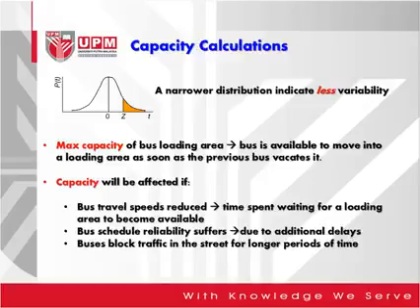The second point, bus schedule reliability suffers. Because the bus has to wait, it will delay the schedules, so the bus cannot follow the schedule tightly. The third point is that buses block traffic in the street for a longer period of time. Because buses are queuing outside the bus stop, they will occupy one lane of the route.